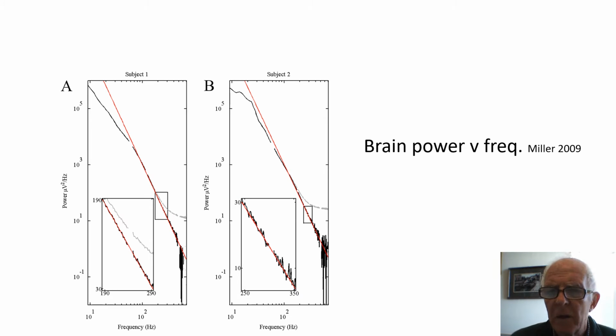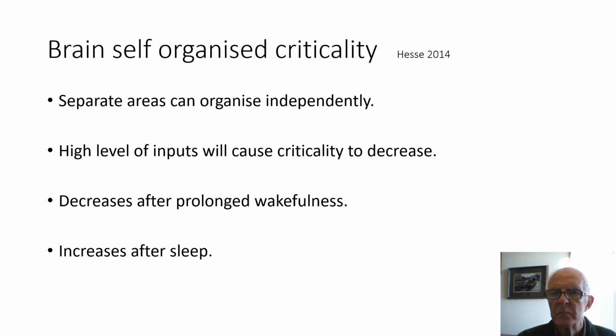And here you can see a part of the brain that's operating in an area of self-organized criticality, power of the brain signals against the frequency at which that power is found. You can see there a straight line operating here. So what we can say is that separate areas can organize independently, and the evidence suggests that high levels of input will cause criticality to decrease. The internal dynamics tends to be replaced by external triggered activity if it's at a significant level.